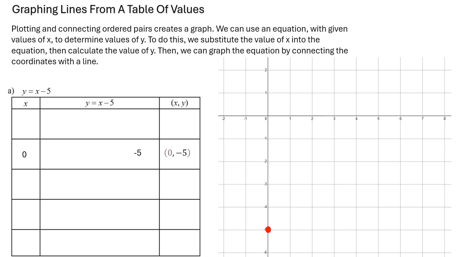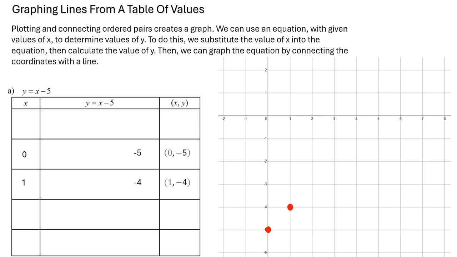Next, let's choose the value 1 for x. Now, once again, we'll substitute 1 anywhere there's an x in the equation. So we get y equals 1 minus 5, which gives us an answer of negative 4. We have a second point with the coordinates (1, -4), which once again we'll plot on our graph.